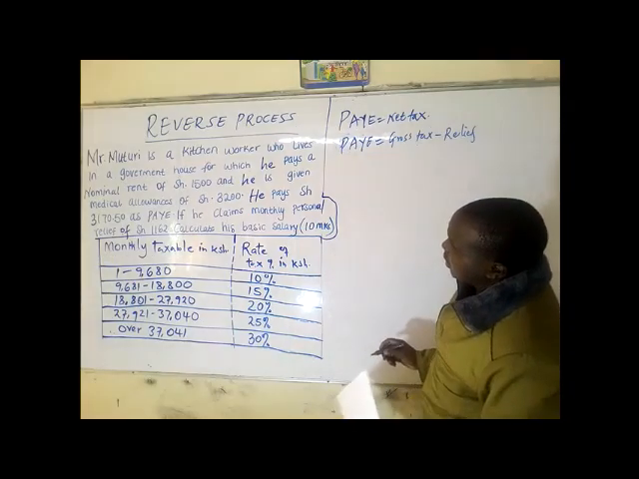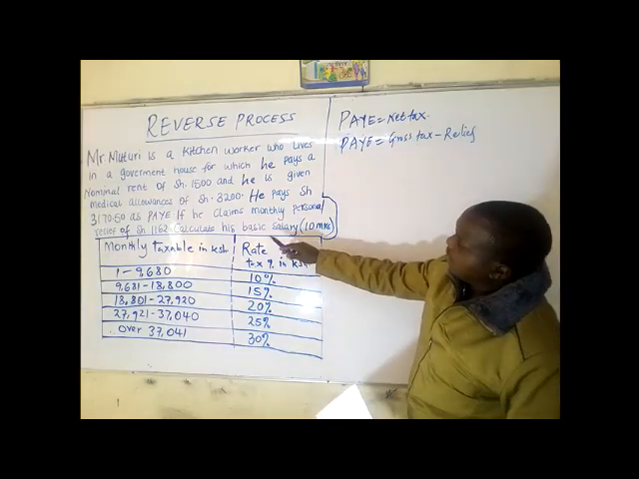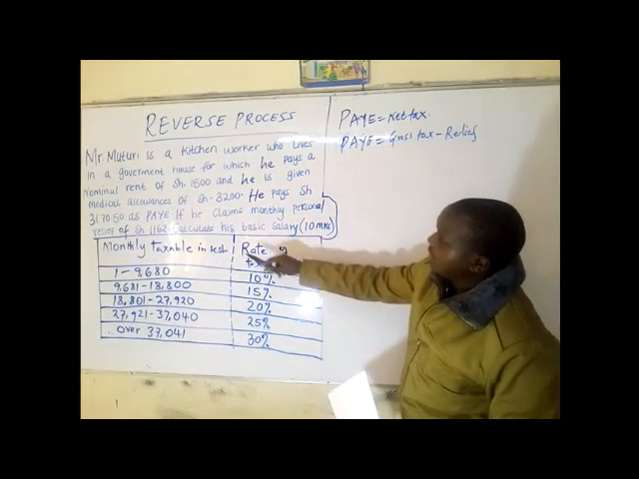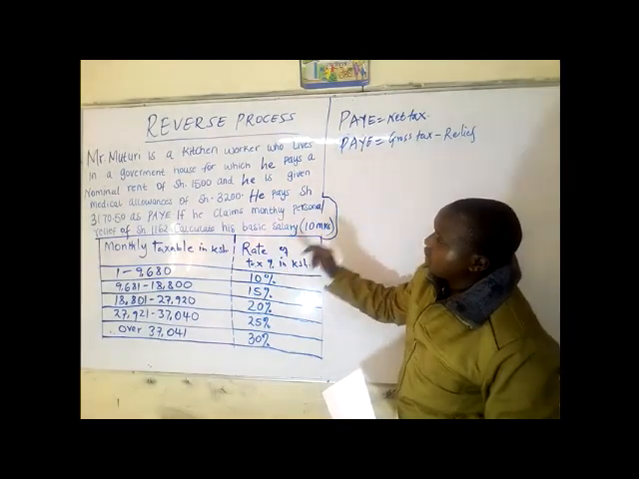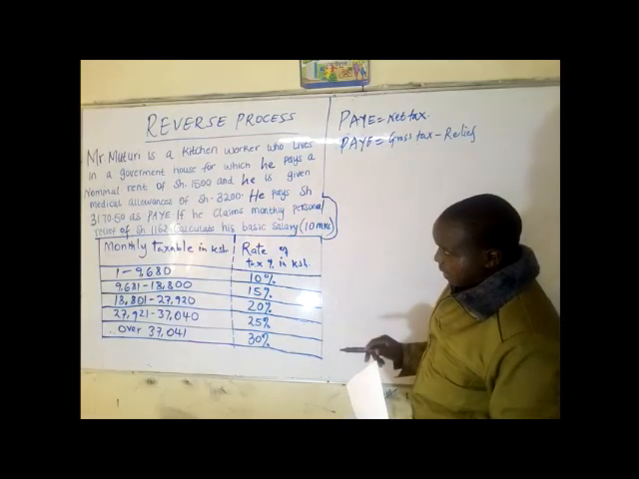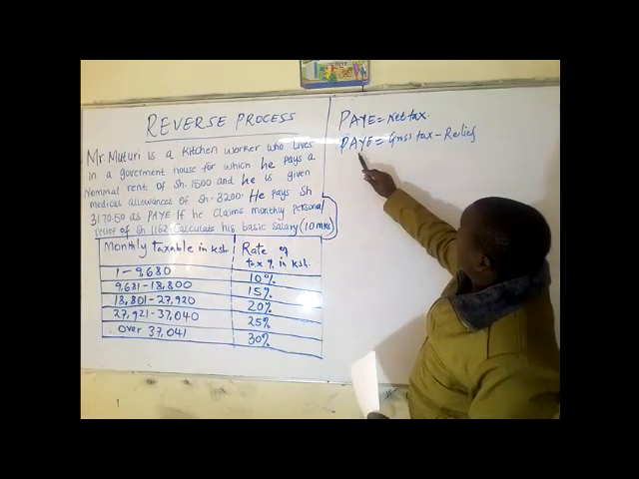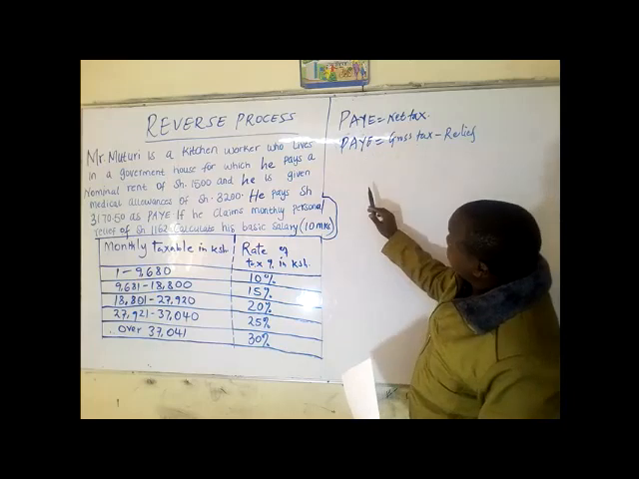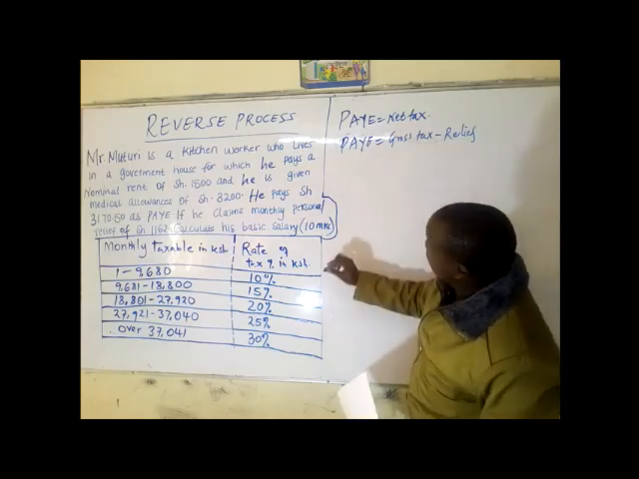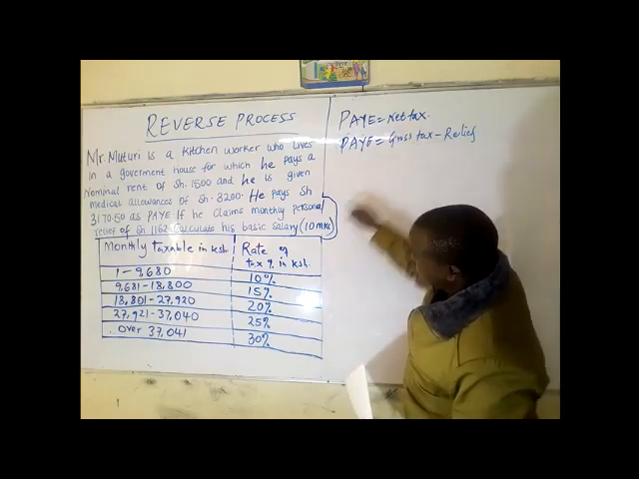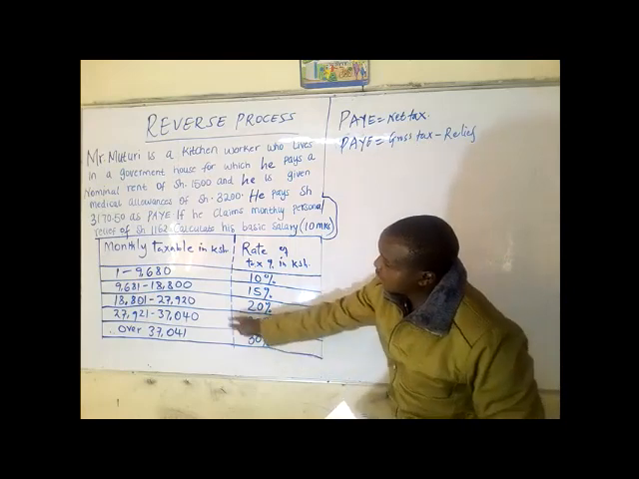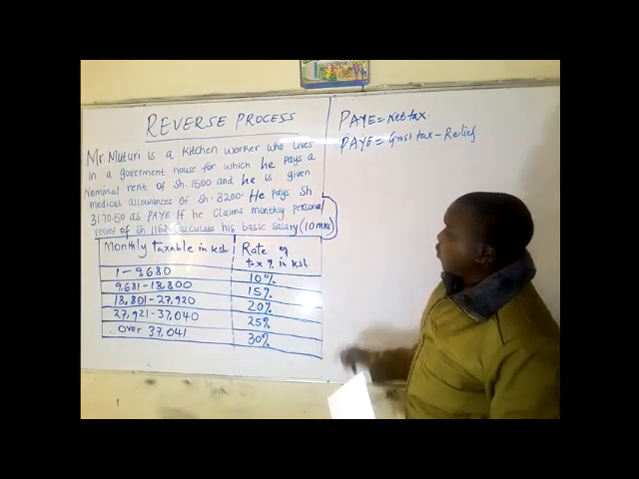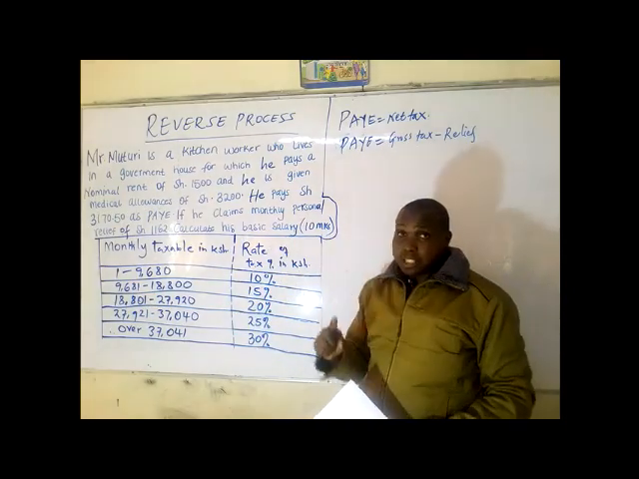As you can see, we are told that this person, Mr. Muturi, pays 3,170 as PAYE. So we have PAYE already. What we want is the gross tax, so that now we can use the gross tax to get the taxable income. So first, we need to calculate the taxable income.